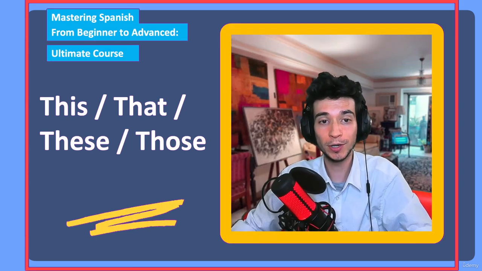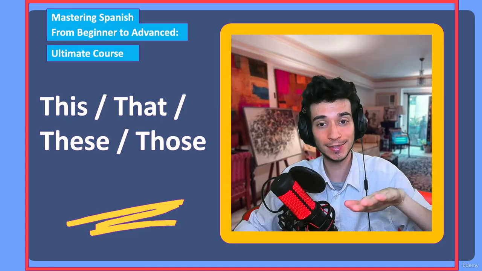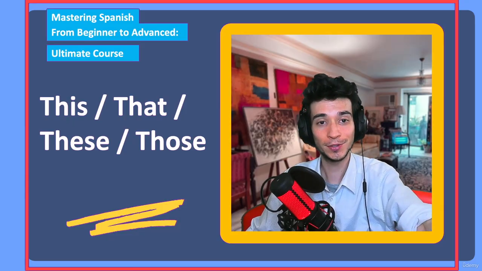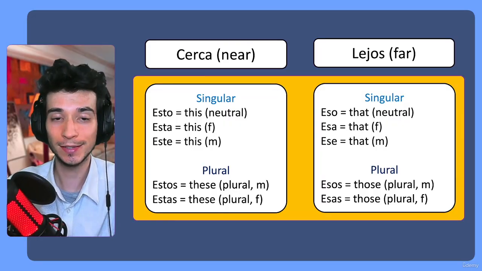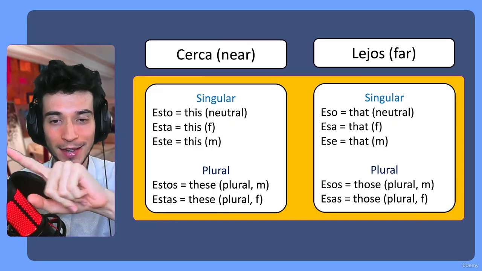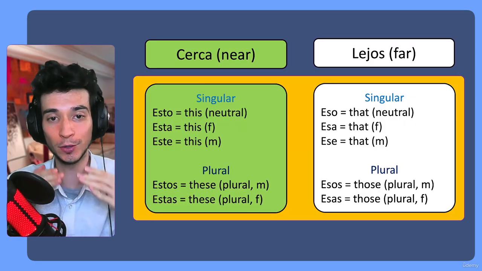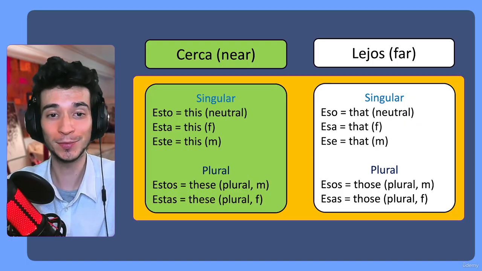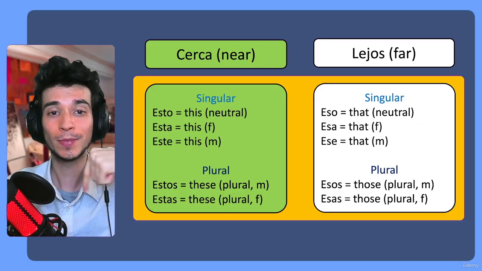Okay, so now we're going to learn how to say this, that, these, and those in Spanish. So let's try it out. There are two ways of saying this and that. The first one is near. When something is near you, you would say esto. Okay, let's practice. Esto, this, esto.